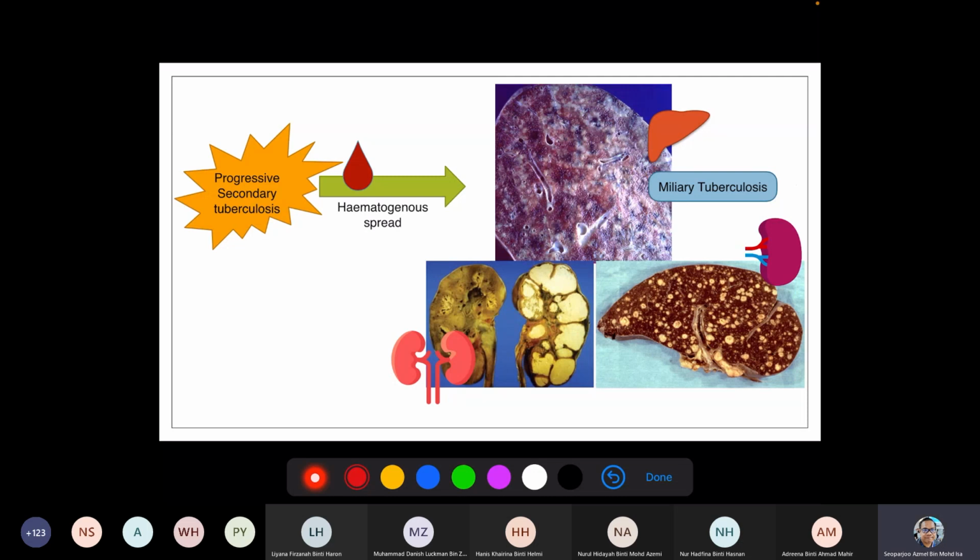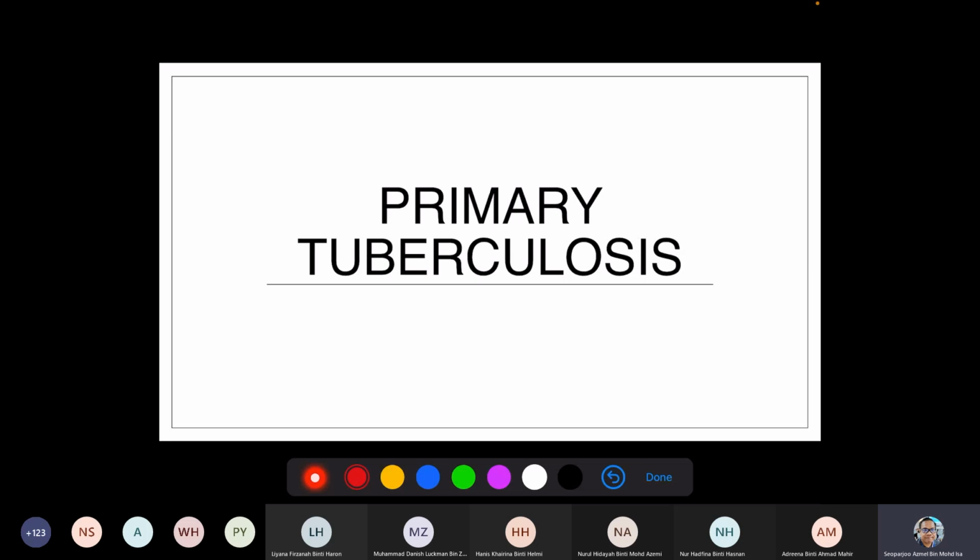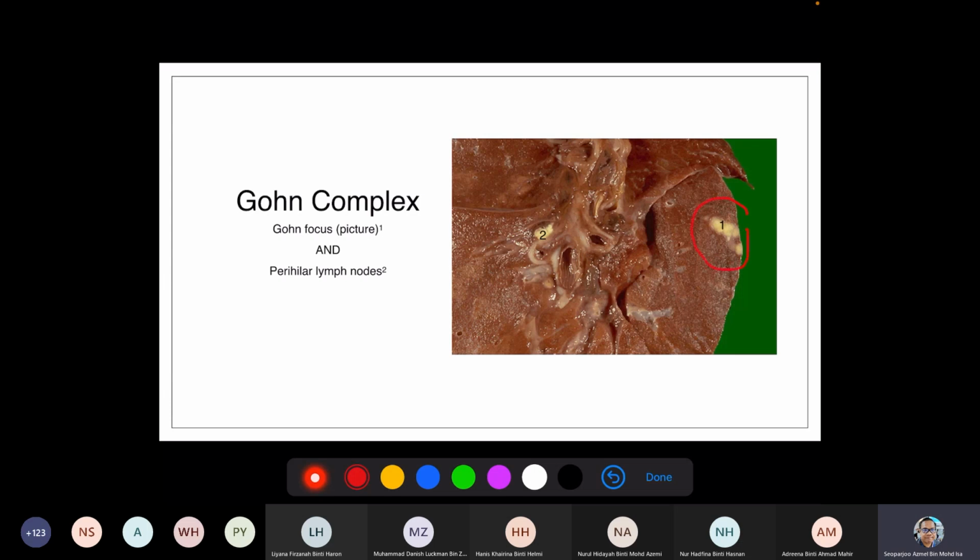All right. So next is the morphology of pulmonary tuberculosis. For primary tuberculosis, grossly, as I mentioned, you can see two things. Number one is the lesion within the lung parenchyma, and number two is the lesion within the perihilar lymph nodes. These two things together are what we call the Ghon complex. A complex means there are two or more things inside it.